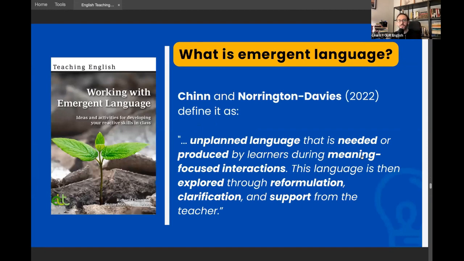conversations. And the best way to define emergent language, and to those of you who don't know, we actually had Richard Chin and Danny Norton Davis on our podcast. We left the link here, where we interviewed them, and they talked about their most recent publication working with emergent language. They define emergent language as unplanned language that is needed or produced by the learner during those, as Mike said, meaning-focused interactions, where the focus is primarily on getting the message across. And of course, once they try to get their message across, we can explore that language, reformulate it, clarify, fine-tune, and support it.